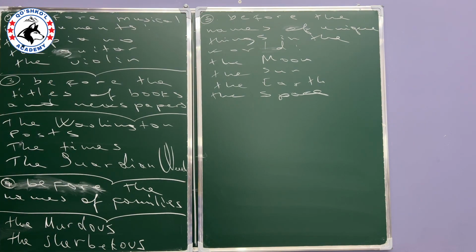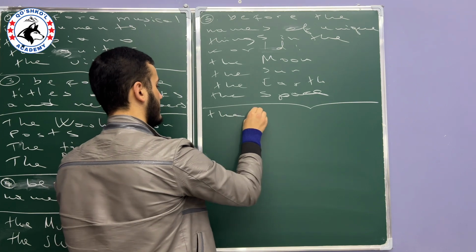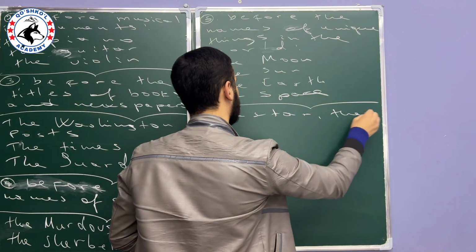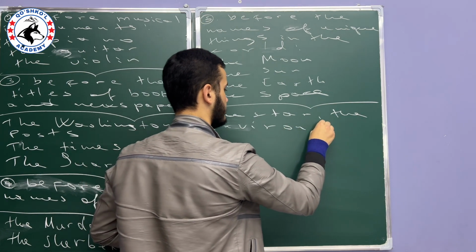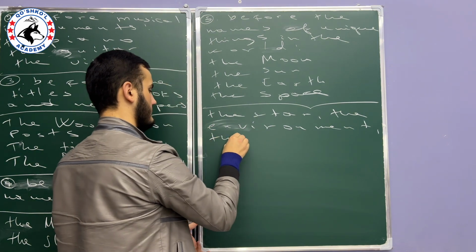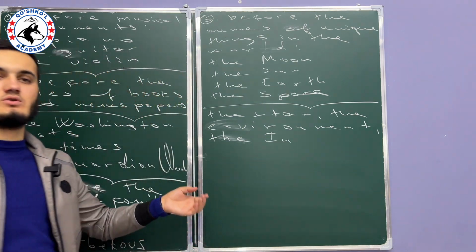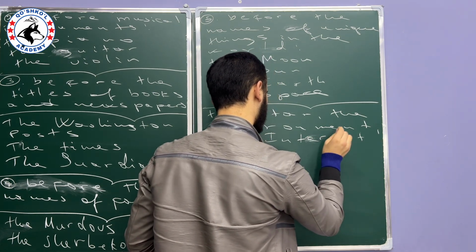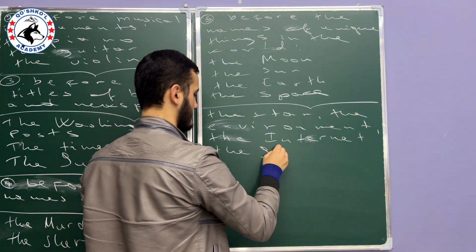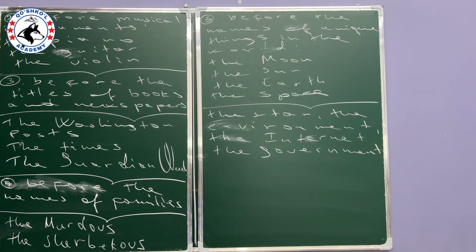And what do we have? The star, yeah? Plus the star, the environment, the internet. Before internet, you always have to use the internet. The government, yes? The government. And so on.